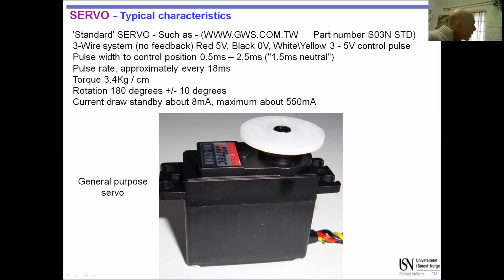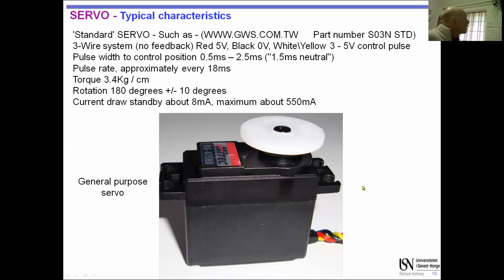They've all got 3 wires, and the wires will be a 5 volt and a 0 volt, so ground, and a yellow or sometimes white wire, which is your control pulse. So the yellow is also white in some servos, but this is normal. I've never seen anything else other than black, red, and yellow, or black, red, and white. There may be other colors. I've never seen them, but it doesn't matter.